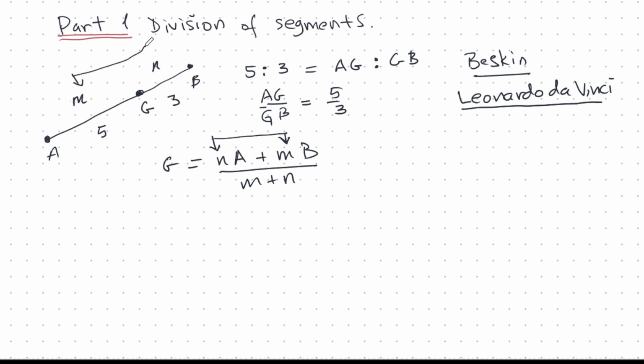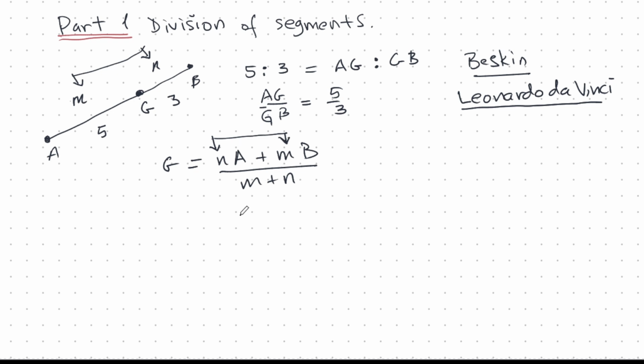Here I have M, N. A is near M, but here I put an N. Why is that? Well, we will see in this video. I'm not going to prove this here. I'm going to prove this plus many other consequences in a future video, but I'm going to show you why it's reversed.